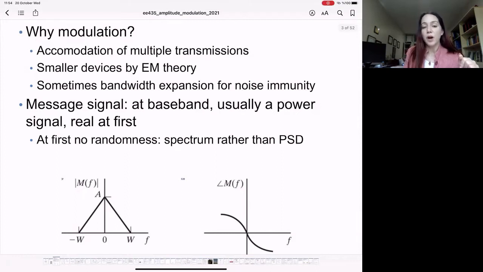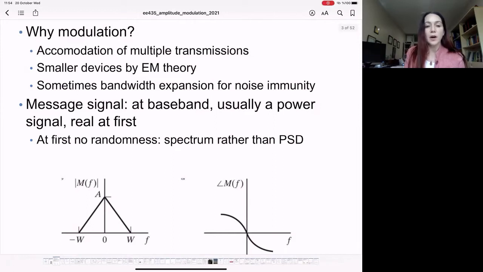Another reason we modulate is we want to be immune to noise. We will not see this noise immunity issue too much in amplitude modulation, but when we go to phase modulation techniques, you will see it more emphasized.